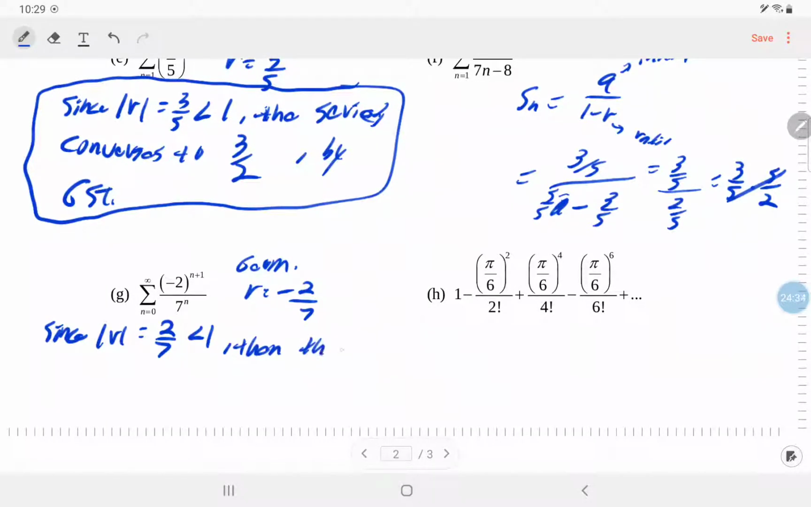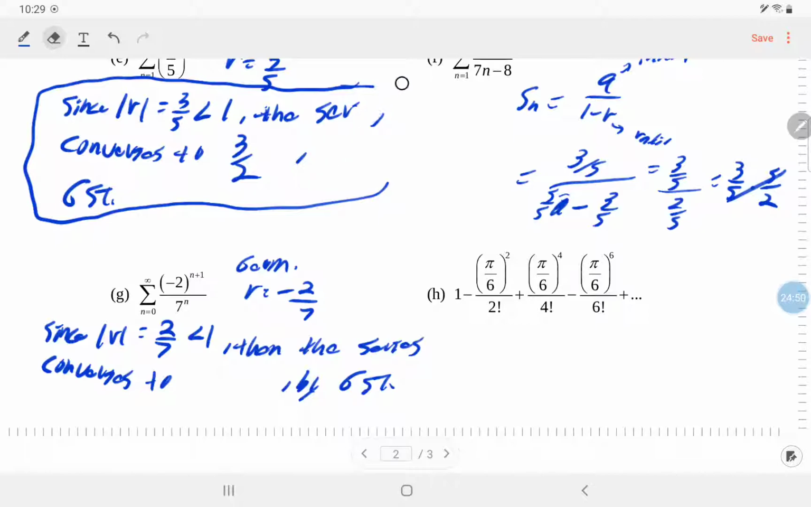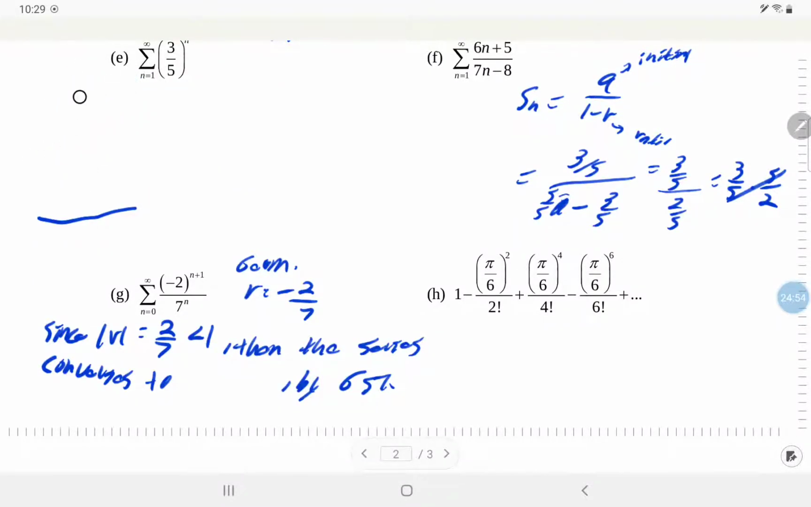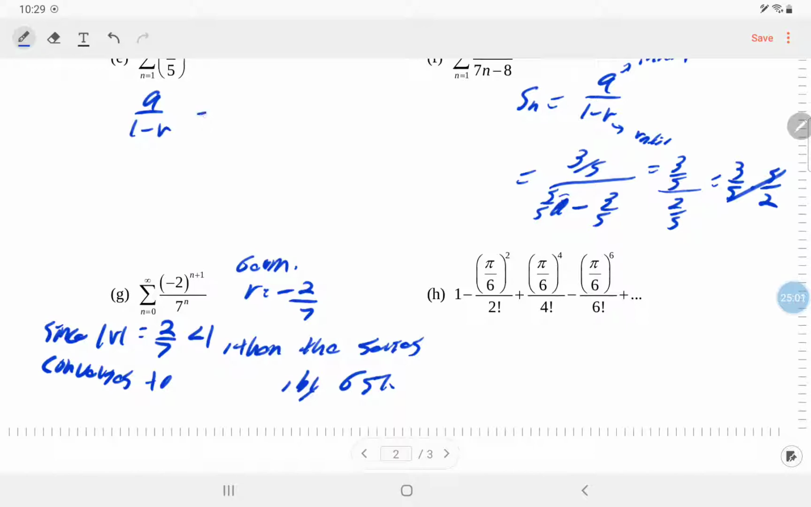because you ignore the negative when you compare it to 1, then the series converges to, and I'm not sure what it converges to. We'll figure that out, but it's by GST, geometric series test. So let's find what it does converge to, shall we? Again, it's a over 1 minus r.